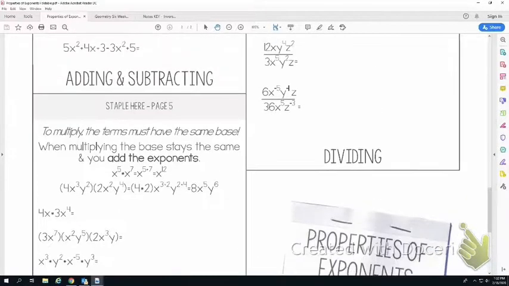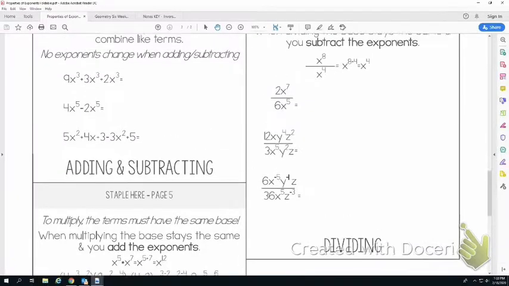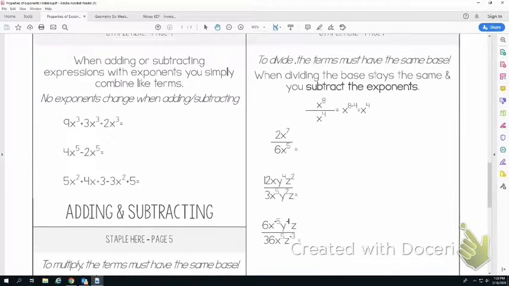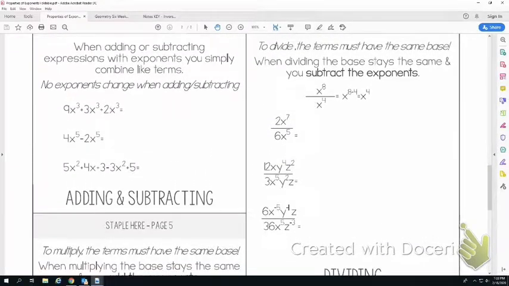Alright, now we're actually going to go to 7, which is on that same page. I think it's just a more natural progression to go from multiplication to division. So common sense would tell you that if you're multiplying like bases, you add the exponents. So that means if you divide like bases, you're going to do what to the exponents? Subtract them. So here's your example of 8 minus 4, which gives you x to the fourth.